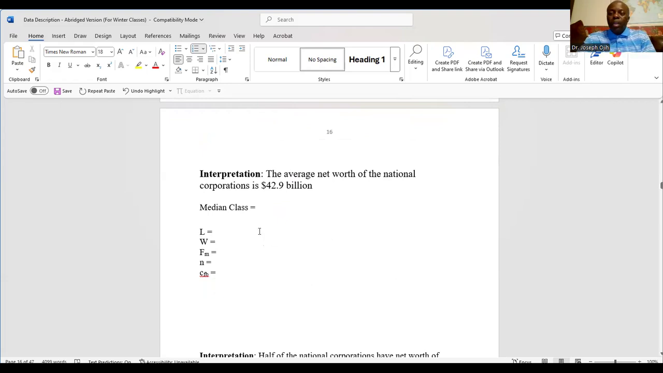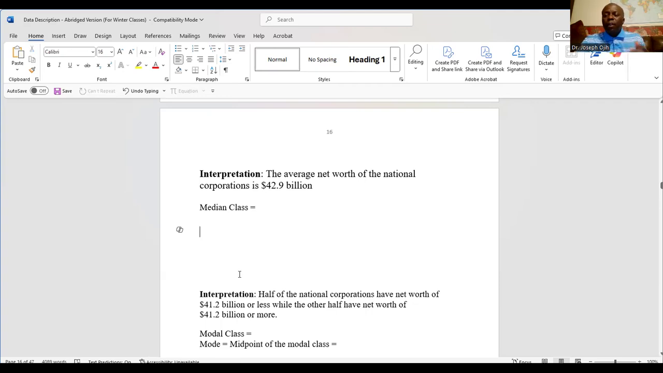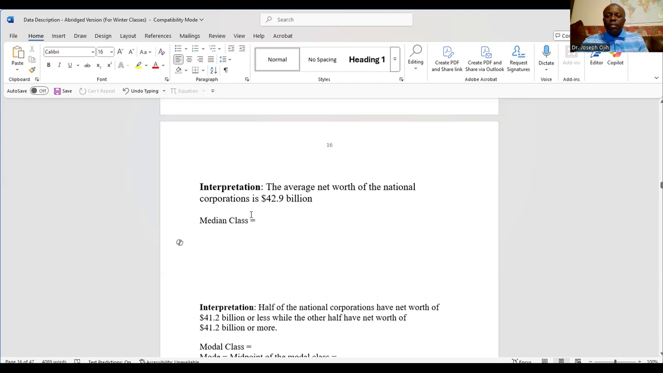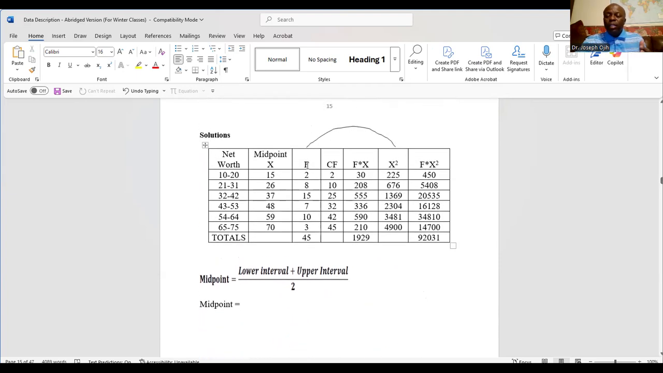Now, I'm going to make your life easy and show you how to get the median without the formula. So the median will be just the midpoint of the median class. That means you need to find the median class first. The median class is the class that contains the median. Now, how do we find it? Median is supposed to be the middle value in a data set. Since this is grouped data, we have to find the best way to locate the median class, where the median will be located.